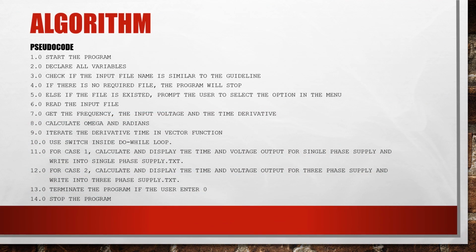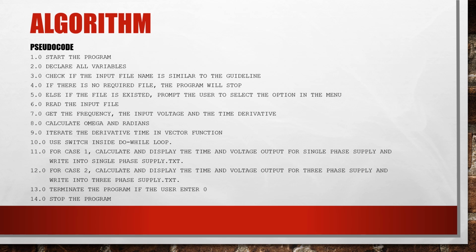How does the program work? This is the algorithm. First, start the program, then declare all variables. After that, check if the input file name is similar to the guideline. Then if there is no required file, the program will stop. Else, if the file exists, prompt the user to select an option in the menu.